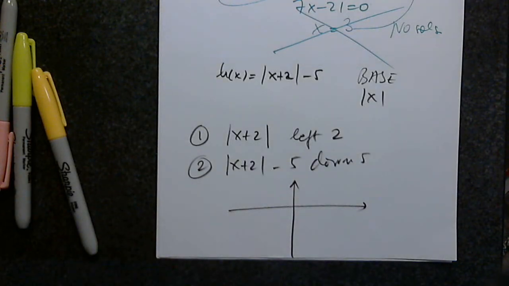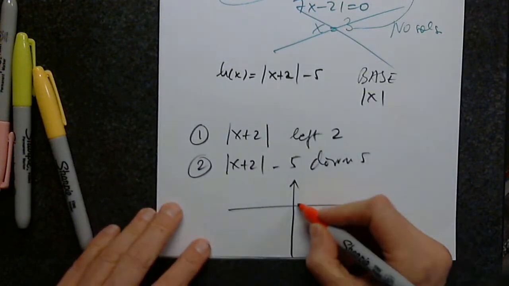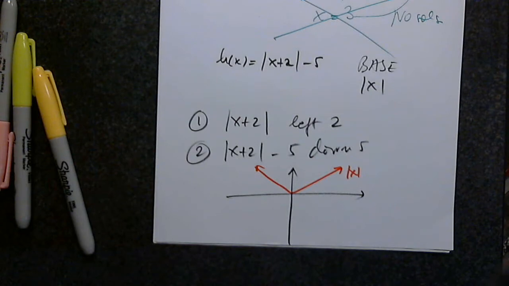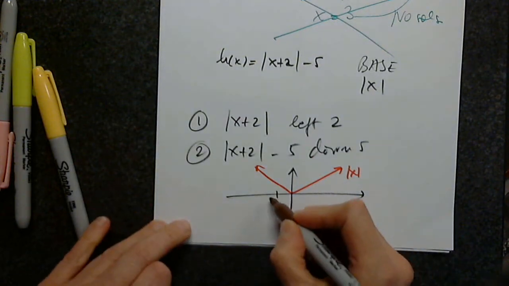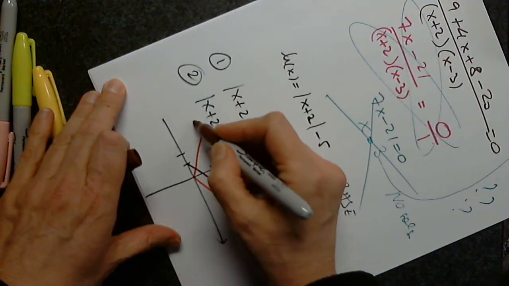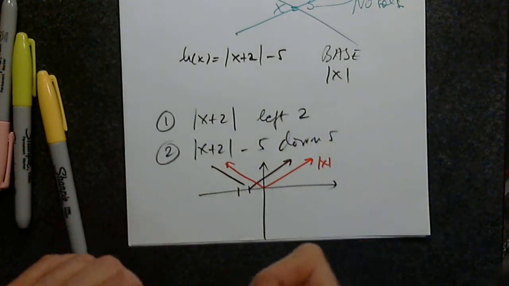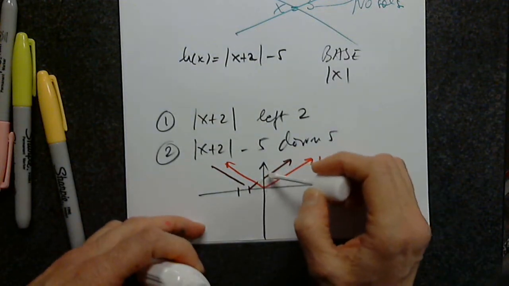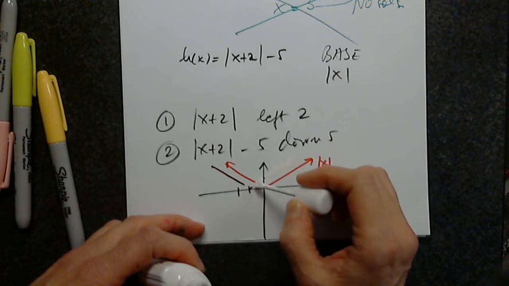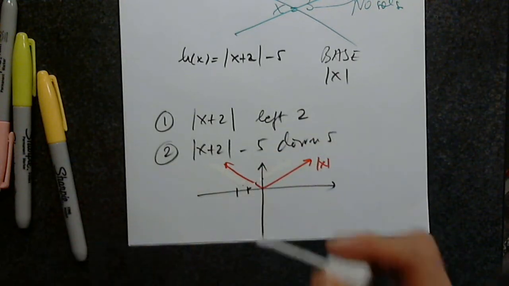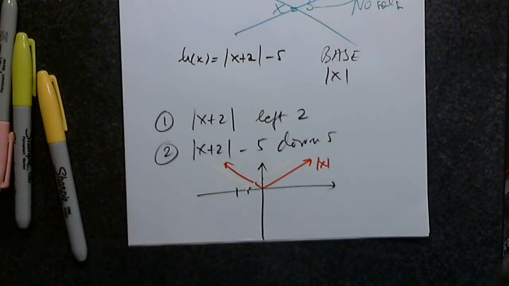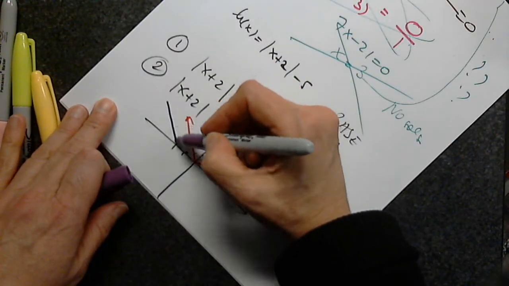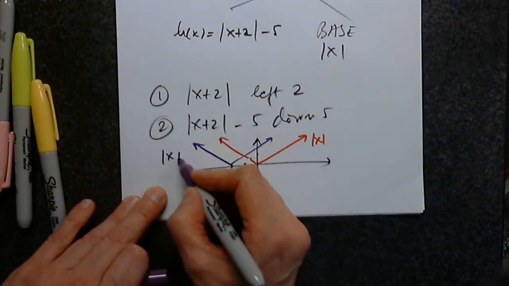I start with the base function. So the base function is this. That's the absolute value of x. Then you told me to shift it 2 units to the left. Here it is. Sorry. I only shifted 1 instead of 2. I wrote 2, but sorry about that. So here it is. So this will be the absolute value of x plus 2.